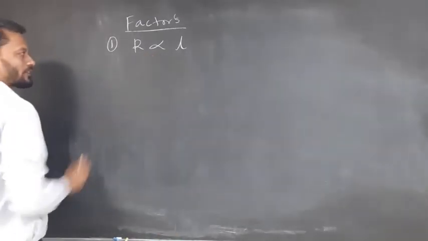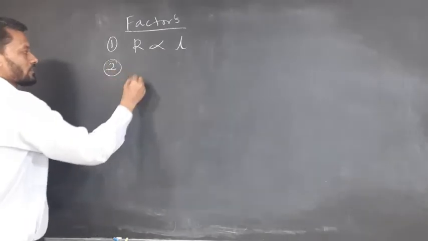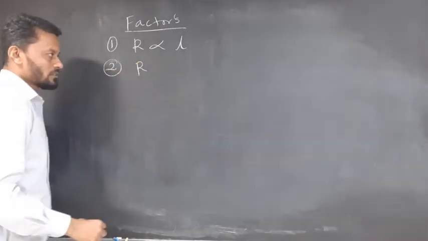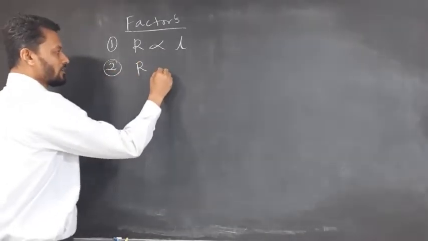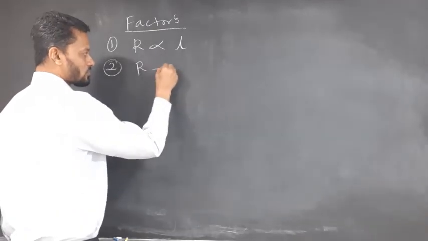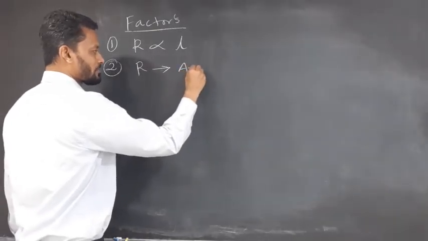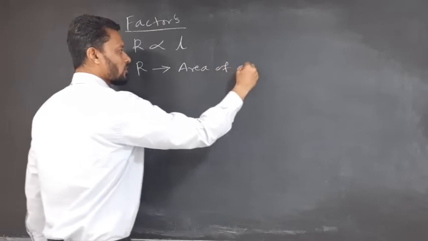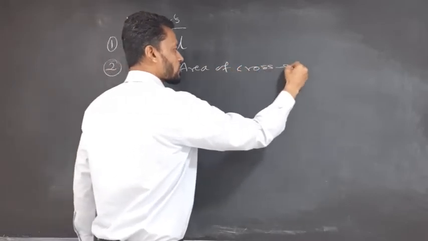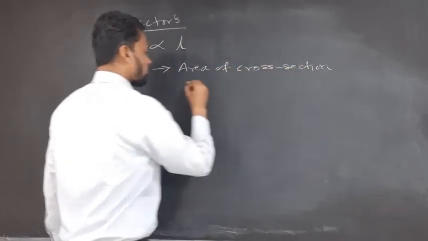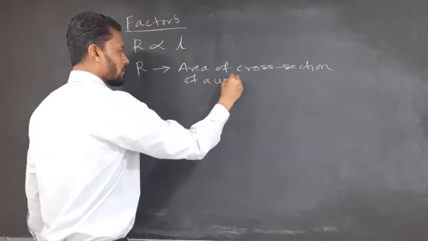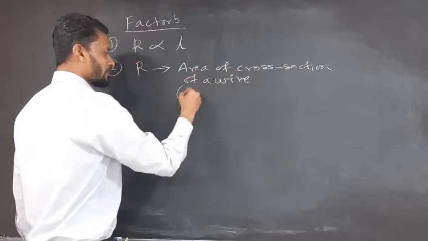So that is my first factor. Second factor, resistance depends on the area of cross section. It depends on the area of cross section of a wire, which is also called the thickness of the wire.